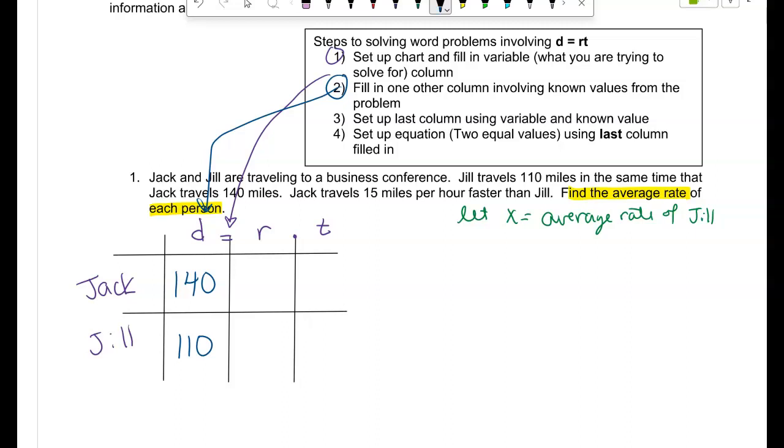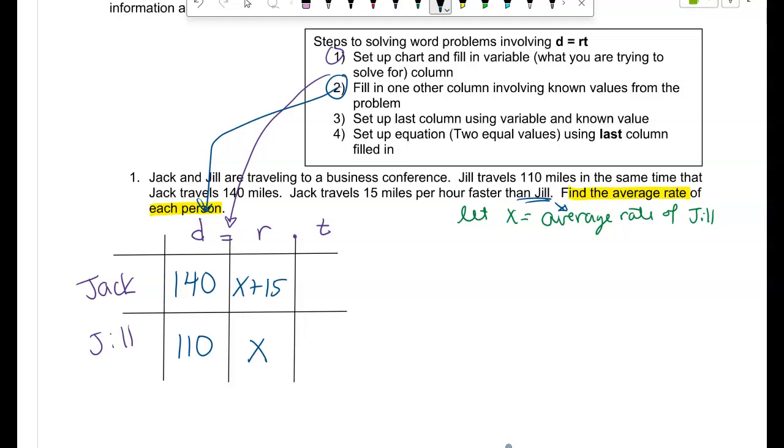Now, let's see what else we have on here. It says set up the last column using variable and known value. It says here, Jack travels 15 miles per hour faster than Jill. Do you see why we picked Jill to be our average rate? Because Jack, we know, is faster than Jill. So what do we put here? x for Jill. What's going to be Jack's rate? You see how all of a sudden this isn't that bad.